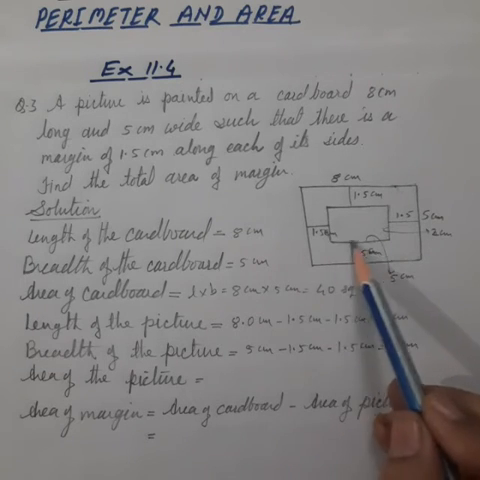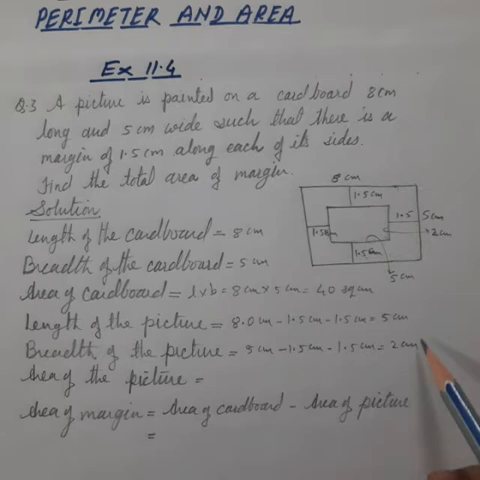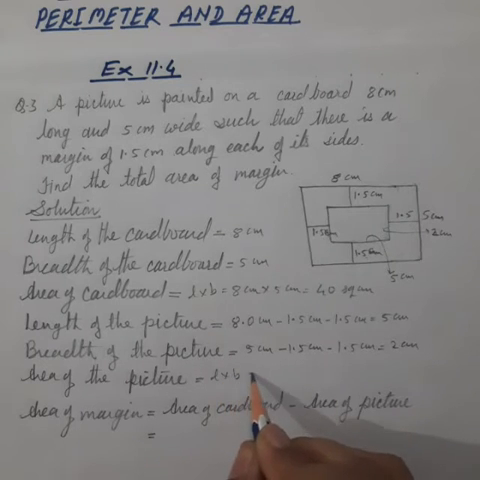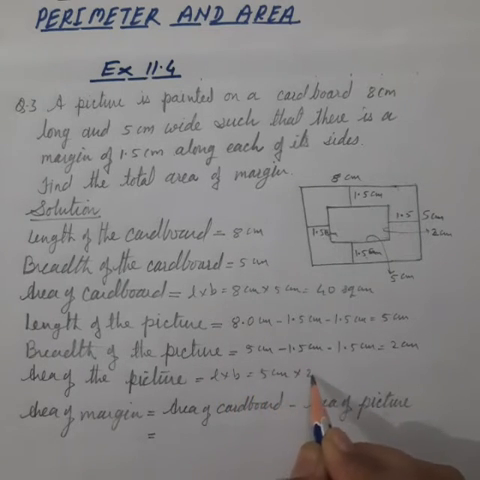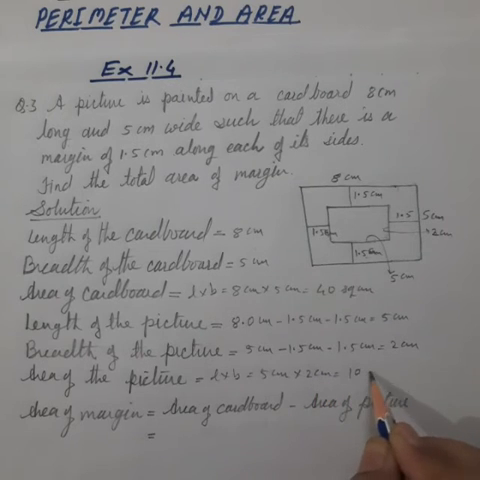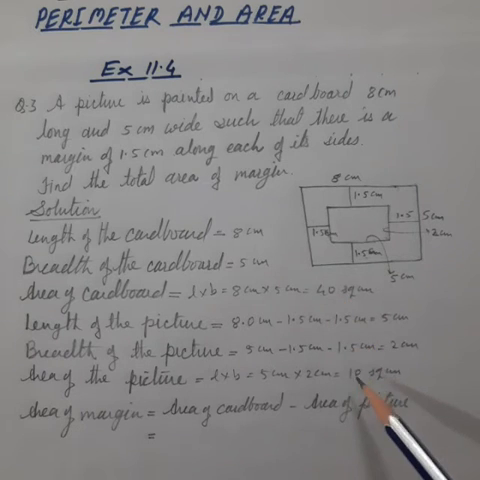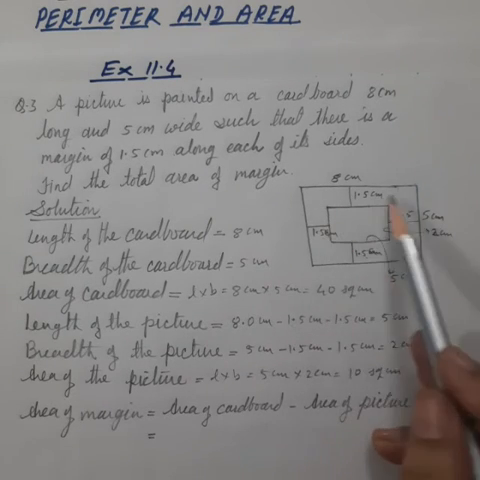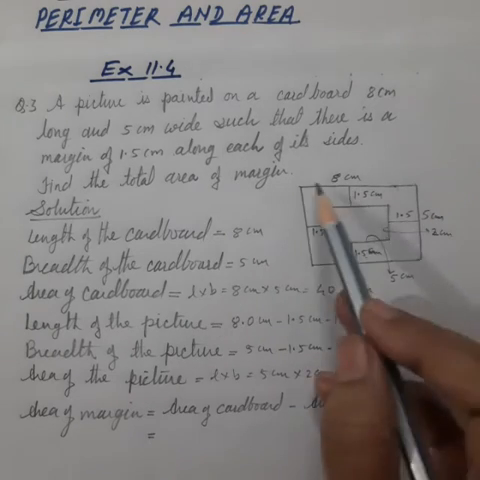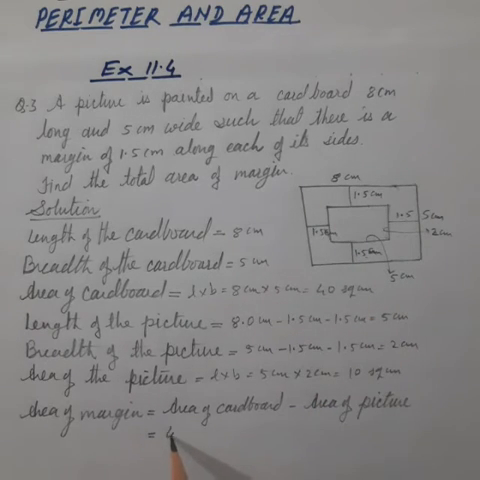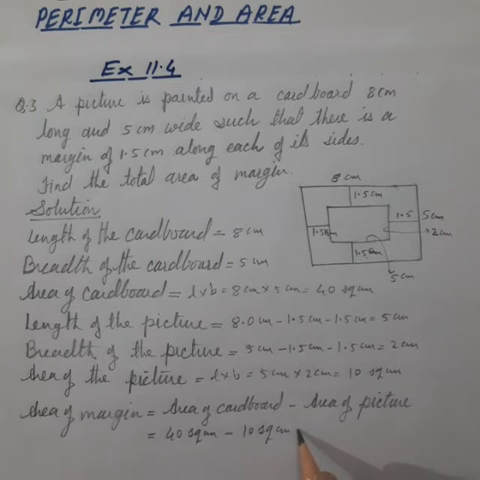Now area. Length is 5 centimeter, breadth is 2 centimeter. Length into breadth. 5 centimeter into 2 centimeter. 5 2s are 10 square centimeter. Now subtract these two areas to get the area of margin. Area of cardboard is 40 square centimeter. And the area of picture is 10 square centimeter. So we get the area of margin 40 minus 10, 30 square centimeter.